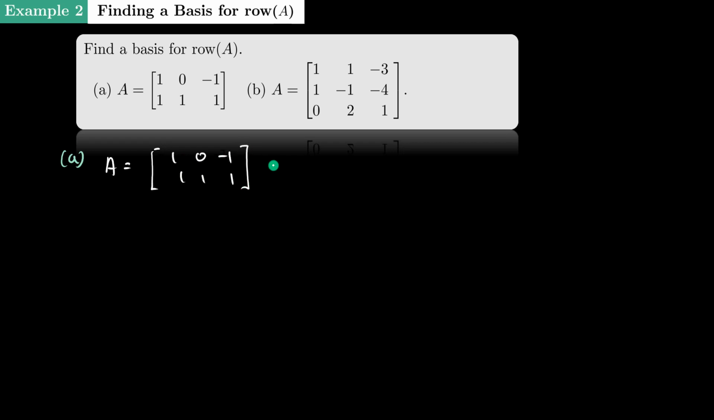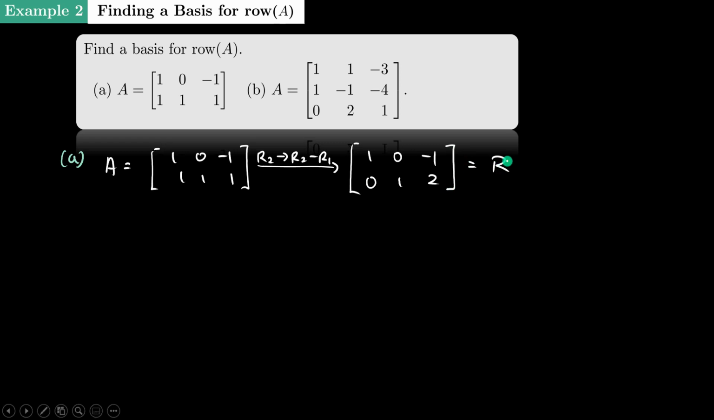So we first reduce this to the row echelon form, REF. We know that this is the pivot, therefore we have to get rid of this term below the pivot. So our first operation, row 2 becomes row 2 minus row 1, and that will give us 1, 0, minus 1, and 0, 1, 2. And let's call this the matrix R. This R is already in a row echelon form.